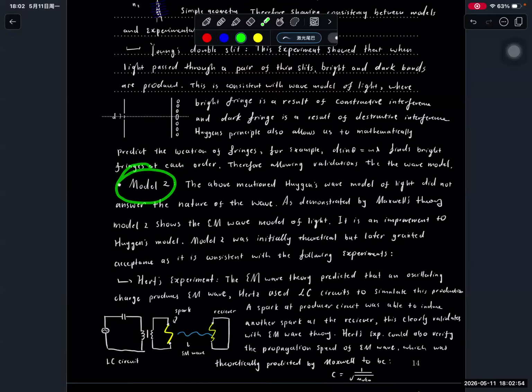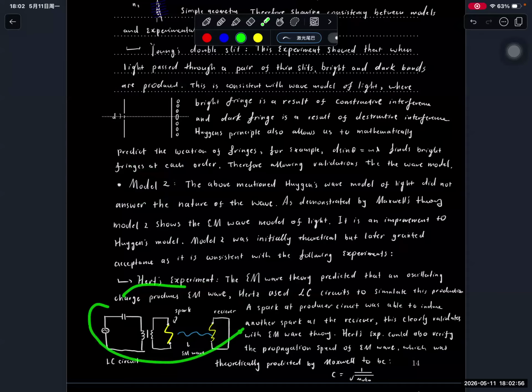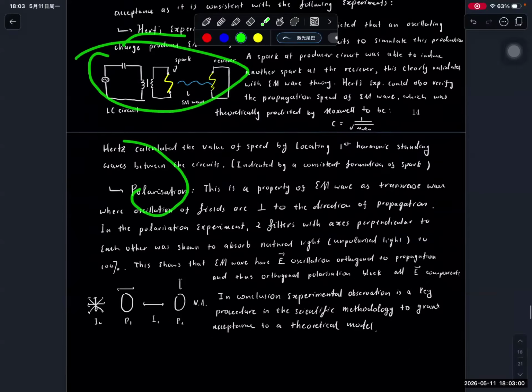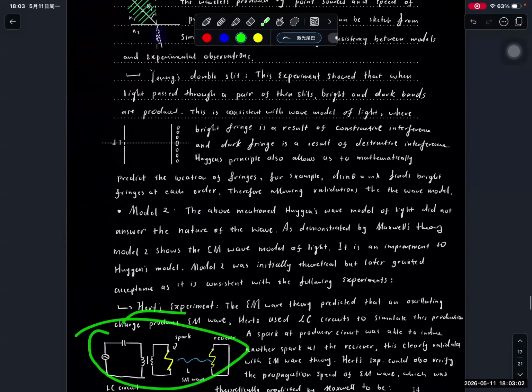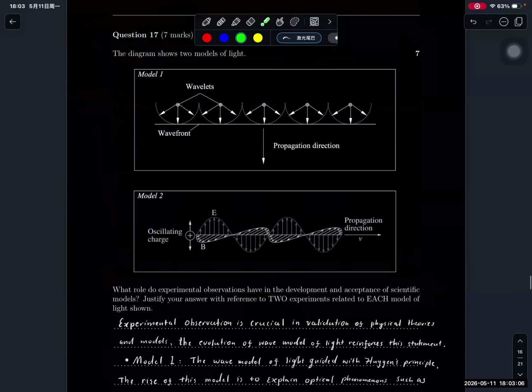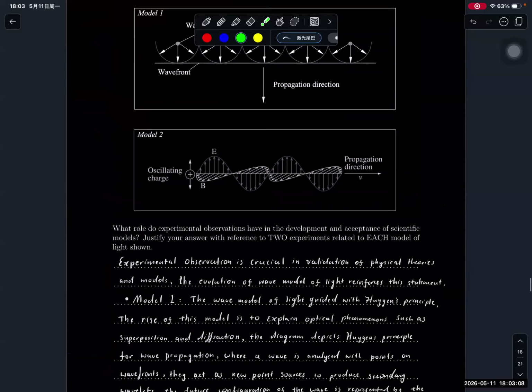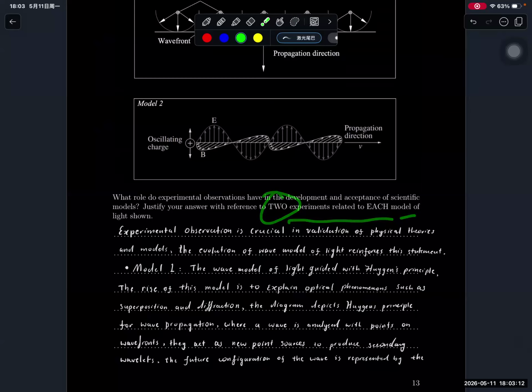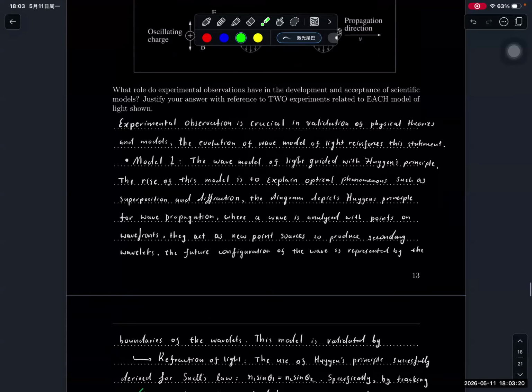And we have model 2, which has the Hertz experiment and also the polarization. It's just because for this one you have to mention in detail what's happening for each experiment. That's why we have a lot of things to do. I mean, the question is also pretty harsh. 2 experiments each model. That's why it's long. It's like a grand summary of this booklet that we're doing.